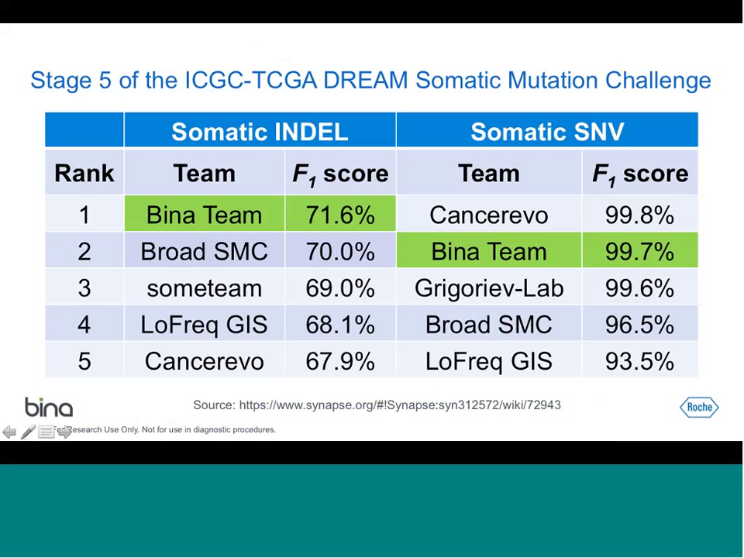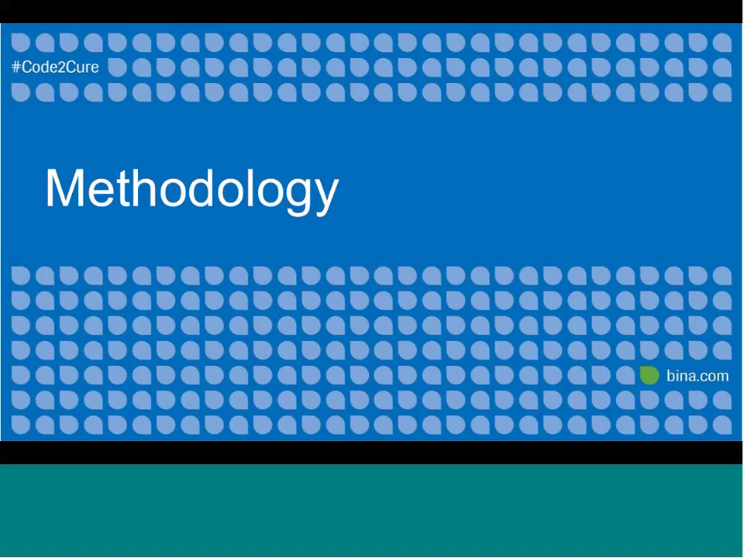You can see with the indel score, we achieved a harmonic mean or F1 score of 71.6%. Indels are just by their nature harder to call. And with respect to somatic SNV, we had a respectable 99.7%. Now, Li-Tai Fang, my colleague, will get into the details of how we were able to do so well. Li-Tai?